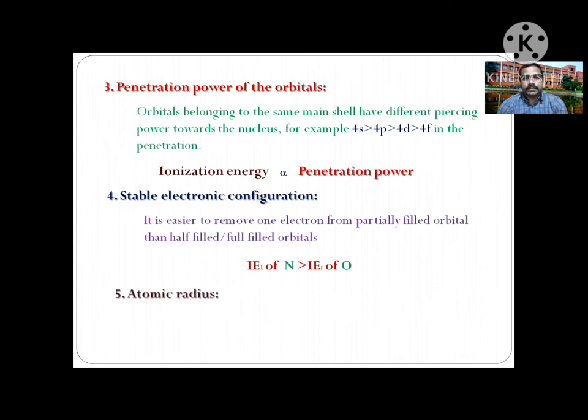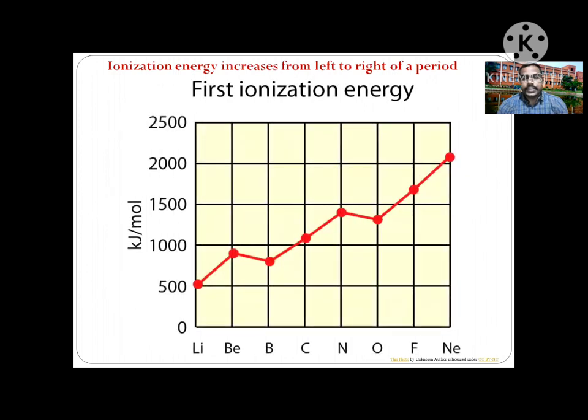Atomic radius. Atomic radius means the distance from the nucleus to the outermost shell of an atom. As atomic radius increases, the effective nuclear charge on the valence shell decreases. That means ionization energy is inversely proportional to atomic radius.